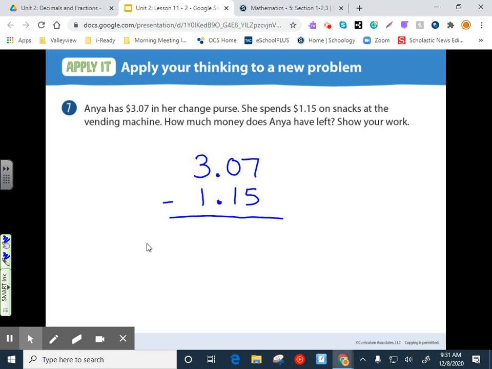So here's our problem. Okay. And start at the right. 7 minus 5 is 2. Next, in the tenths column, excuse me, we've got an issue because our number at the bottom is bigger, so we have to borrow from over here from the ones. So we borrow from there. That creates a 10 up here. 10 minus 1 is 9. Bring down your decimal point. 2 minus 1 is 1. And she has $1.92 left in her change purse.